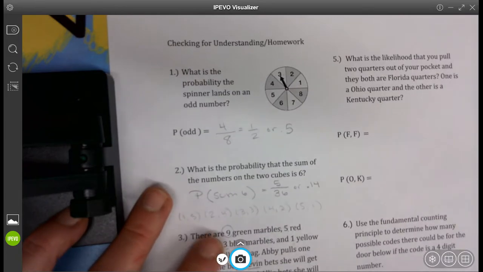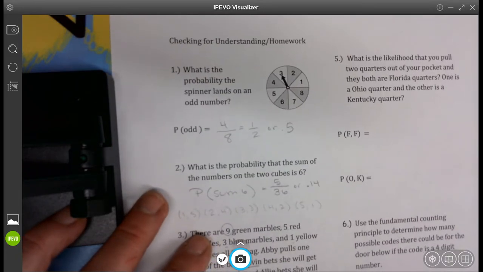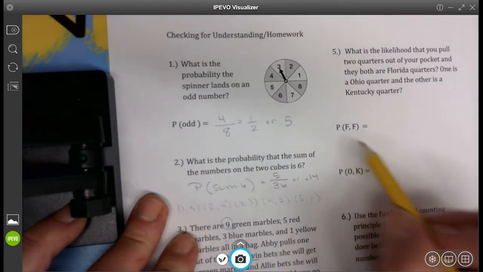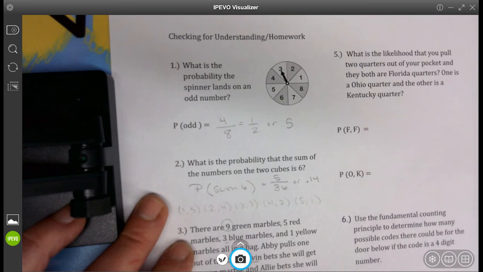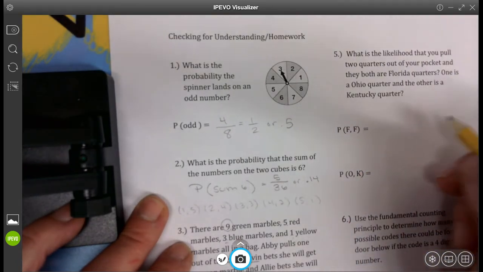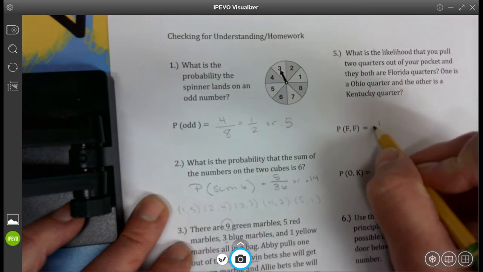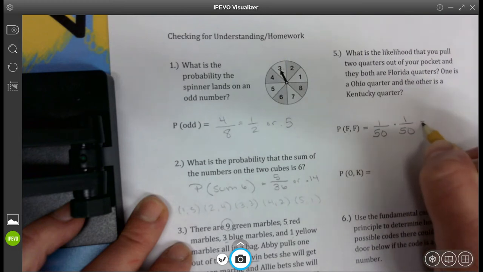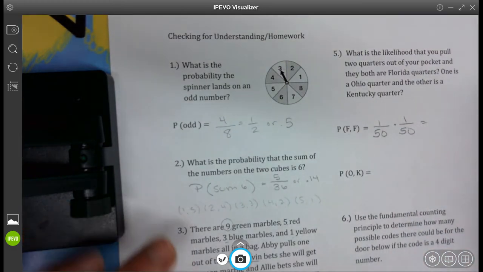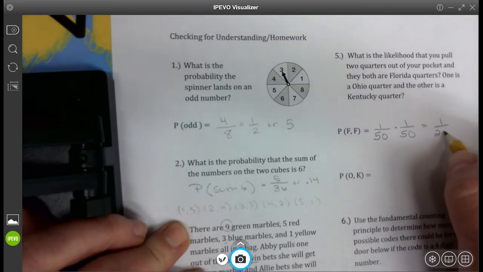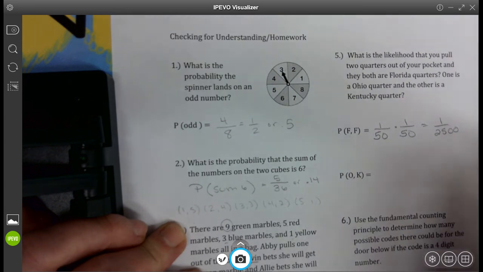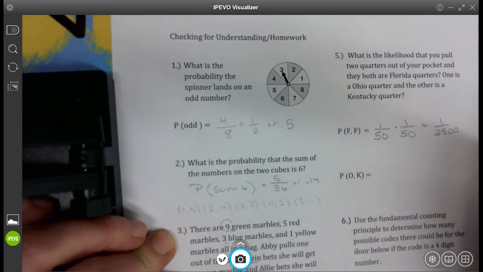What is the likelihood that you pull 2 quarters out of your pocket and they both are Florida quarters? One is an Ohio quarter and the other is a Kentucky. So I remember one time someone said to me, "Oh, I got two quarters in my pocket that are the same. What's the probability?" Well, a Florida quarter, there's 50 states, right? So that's 1 out of 50 and then 1 out of 50. Because it could be the same state again. So that's 1 out of 2500. So that is a very small chance, okay?